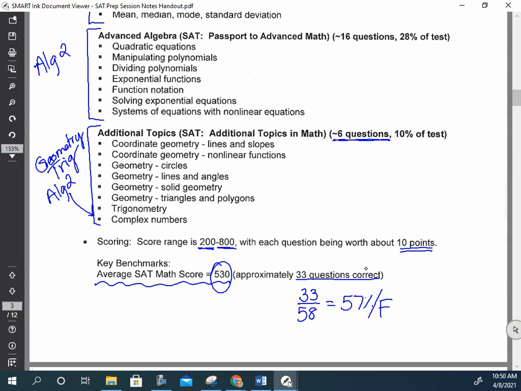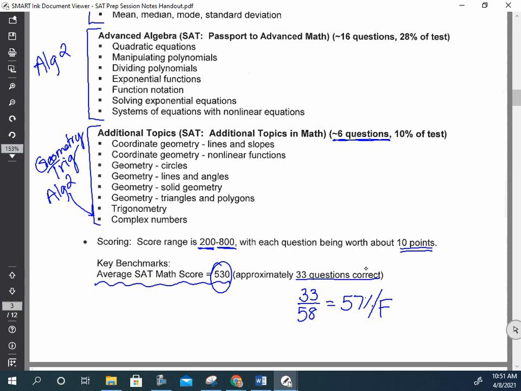Now, you all are not average. You are above average students. So most of you are not going for 530. Most of you are probably going for something in the 600s, something in the 700s. You might be a person that wants to try to get a perfect score.